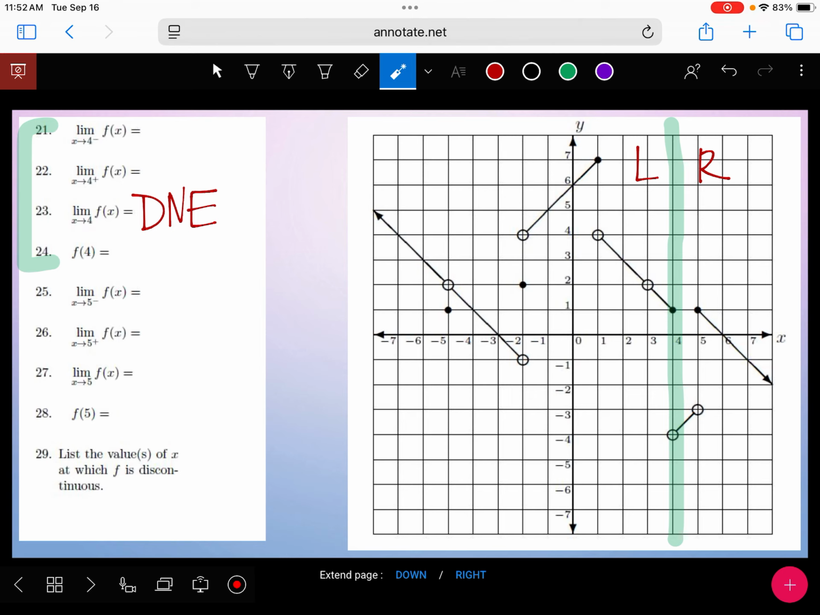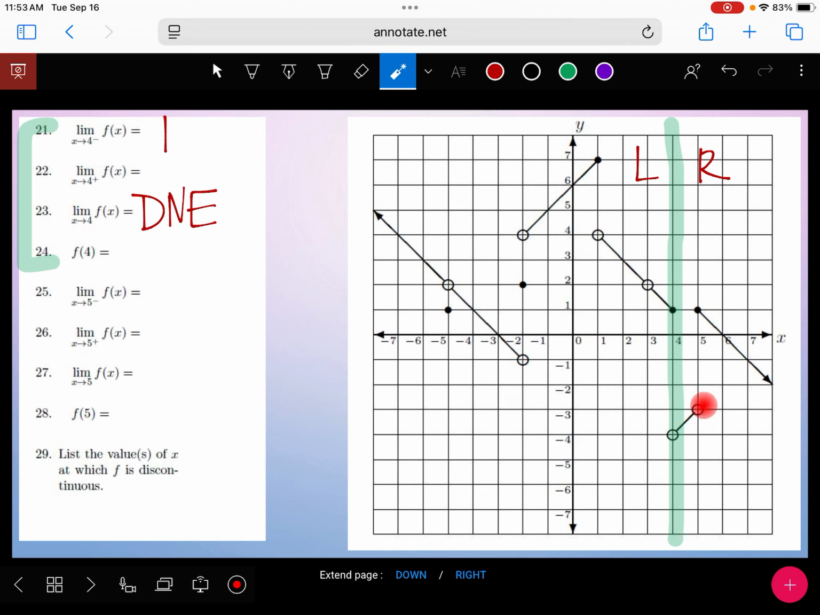On the left side, if I trace my graph, what is it approaching? It's approaching X, the X value. So going towards 4 from the left, what Y value is it approaching? Where did I stop? 1. So what would that be the answer to? 21 or 22? 21.